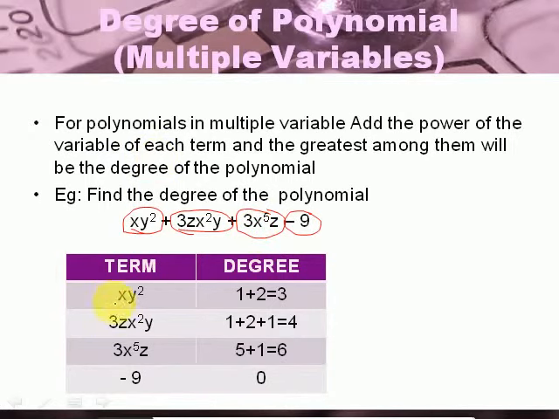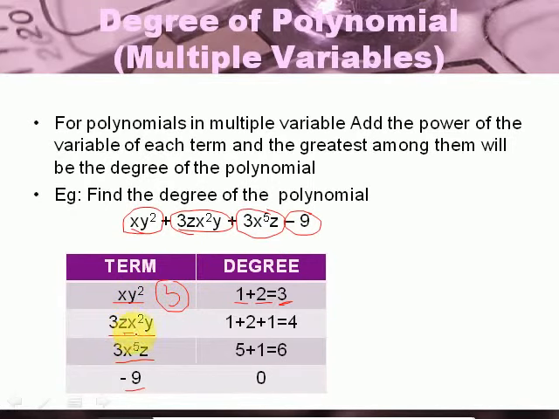It comes out to be something like this: xy square, 3z x square y, 3x power 5z, and minus 9. So now here we will add the powers of the variables. Here in this case we have two variables, x and y. What is the power of x? Power of variable x, it is 1, correct? What is the power of variable y? It is 2. Now add them both, you get 3. So the power of the whole term is 3. Or you can say the degree of the term is 3.